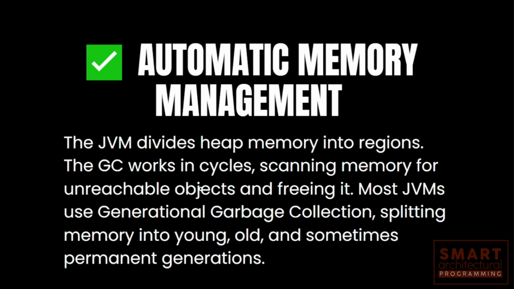The GC works in cycles, scanning memory for unreachable objects and freeing them. Most JVMs use generational garbage collection, splitting memory into young, old, and sometimes permanent generations. So that is what I was referring to earlier, the young generation and old generation memory setup, right? Most JVMs set up memory for generational garbage collection, which means splitting memory into young memory, old memory, and permanent generations. So that is what automatic memory management is, and how the JVM manages it in Java.